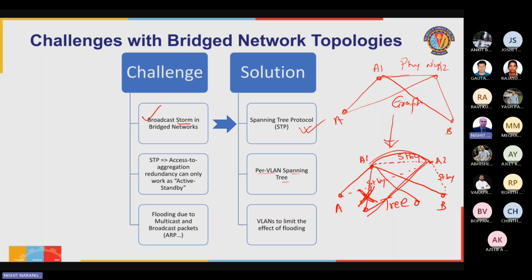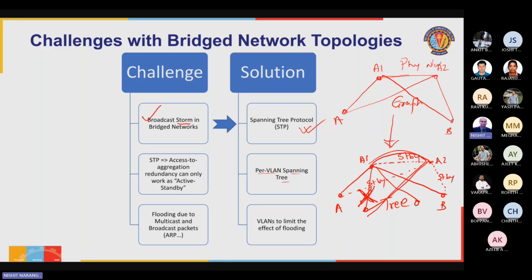Okay, so spanning tree protocol is an alternate solution that you can use even without creating VLANs to solve this. Now you can have one physical layer 2 network, a large network, and with spanning tree protocol, you can still avoid the challenge of broadcast storm.